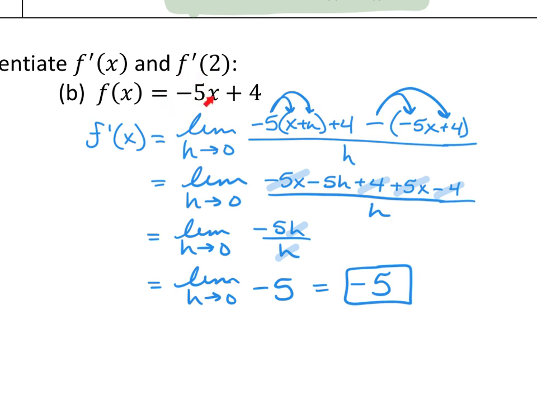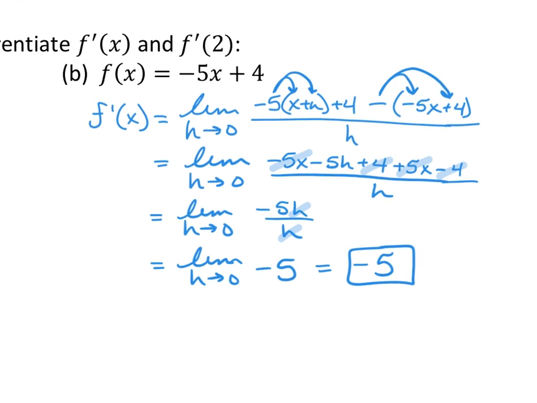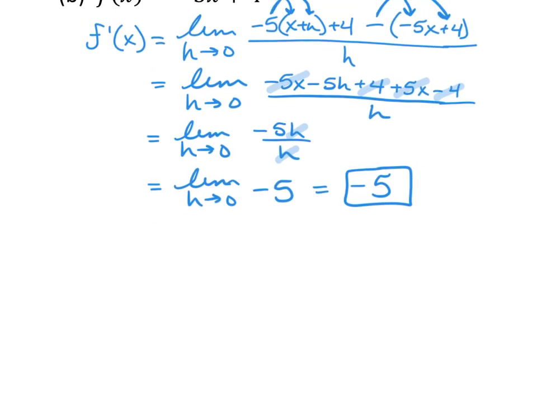Negative 5. This is y equals mx plus b. The slope is negative 5 everywhere. We've just proved this using calculus. Just again, to practice using the definition of a derivative at a point, we'll do the second part.